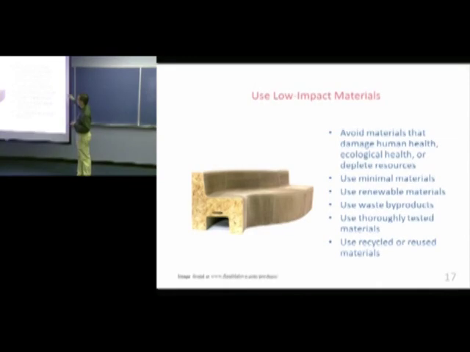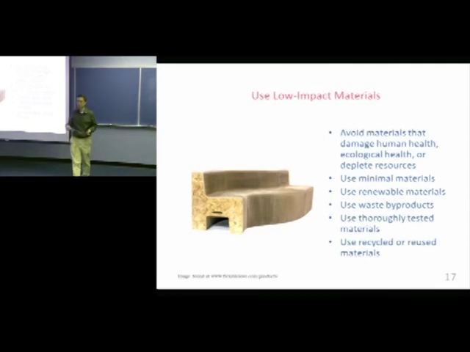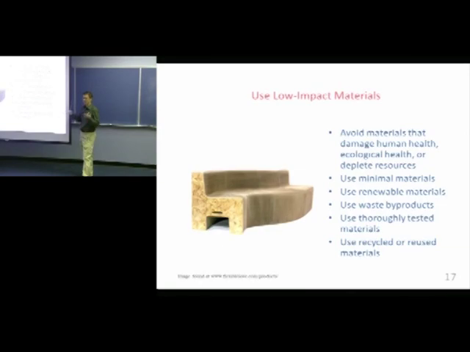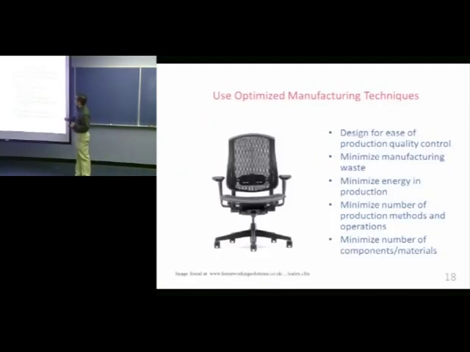So thinking about low impact materials, obviously renewable materials, waste byproducts. He talks about using thoroughly tested materials. I think that's a good idea because of quality, when things break, materials that don't last long, materials that are sort of fashionable, but just fashionable for a period. So you can think about thoroughly tested from a physical material, mechanical point of view. You can think about that from the standpoint of sort of audience tested. Recycled, reused. Obviously, you don't want to hurt people.